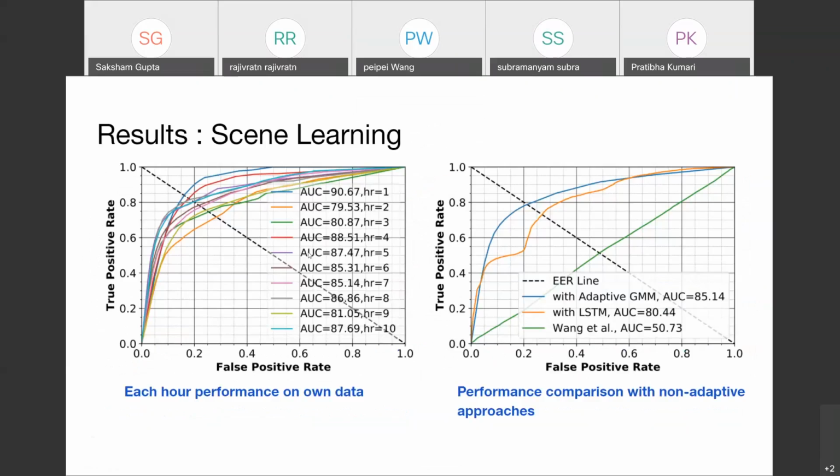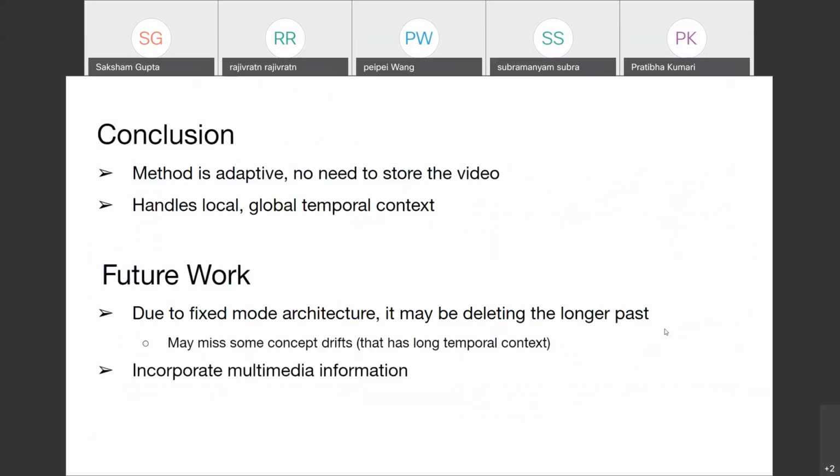We extract the performance at each hour with our method, and we see that the performance does not degrade much. So we conclude that adaptive scene learning can be used for longer durations. We compare our approach with the standard LSTM approach and Wang ATL, which is an autoencoder-based approach. One hour of data is used for training in both these static approaches, and for our case, the training is done all the time. We see that our approach is outperforming both these static approaches. So we conclude that this method is adaptive.